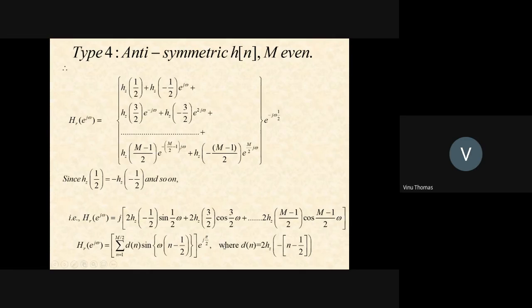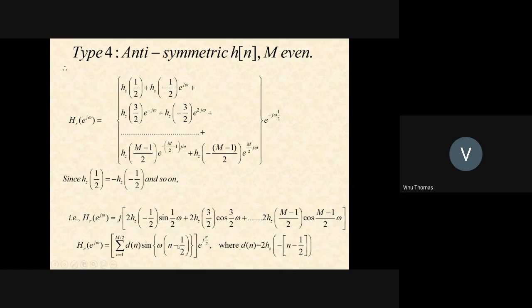And finally, you will end up with an expression like this. H_R of e^{jω} is sigma n equal to 1 to M/2 of d(n) sin(ω(n − 1/2)). Because of this j term, you will have an e^{jπ/2}. See that you have sin(ω(n − 1/2)).